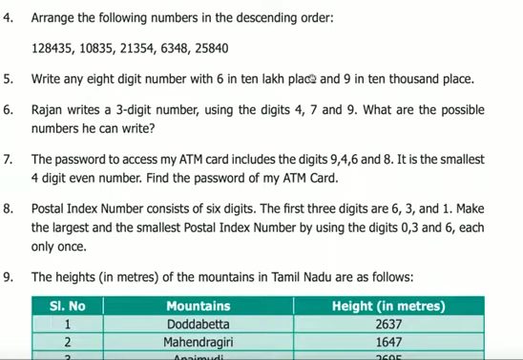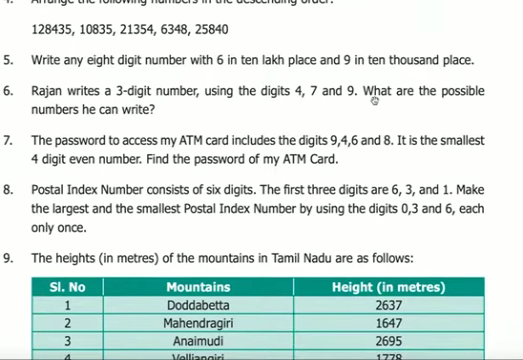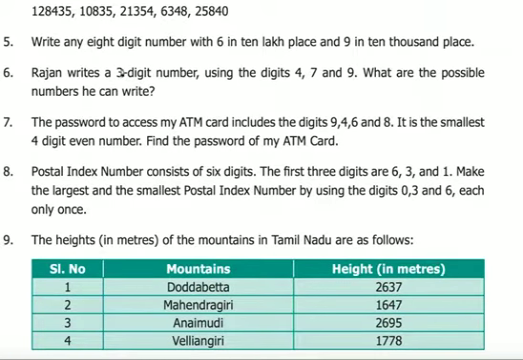Arrange this number in descending order. Write any digit number with 6 in 10 lakh place and 9 in 10,000 place. Okay, you pick up any number with these specifications or constraints. Rajan writes 3 digit number using these digits. What are the possible numbers he can write? We list out all the possible numbers.